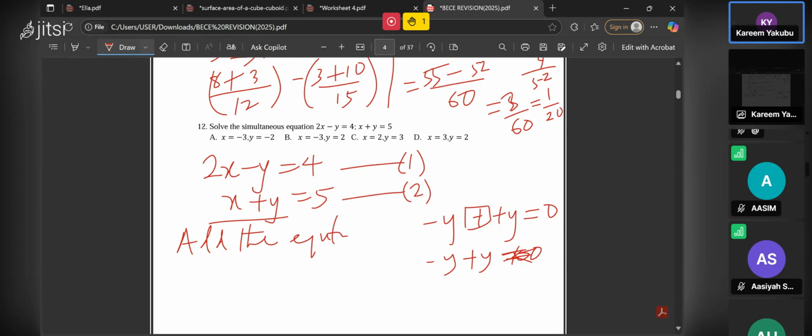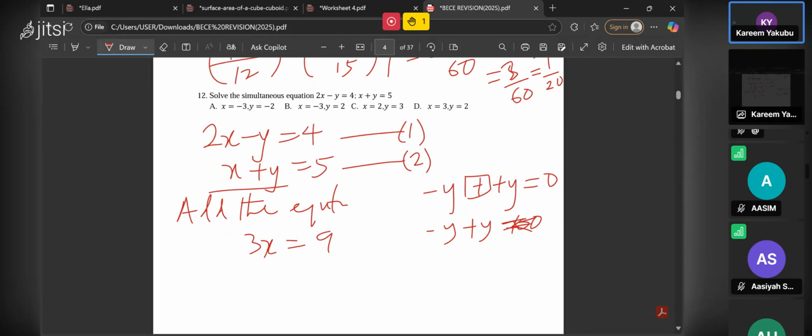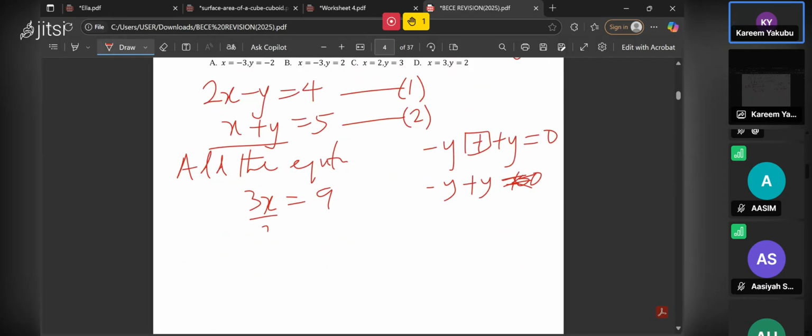So it will be 2x plus x, that will be 3x. Then minus y plus y gives 0. Equals 4 plus 5, that is 9. So we divide both sides by 3, then x gives us 3. So we find the value of x is 3.